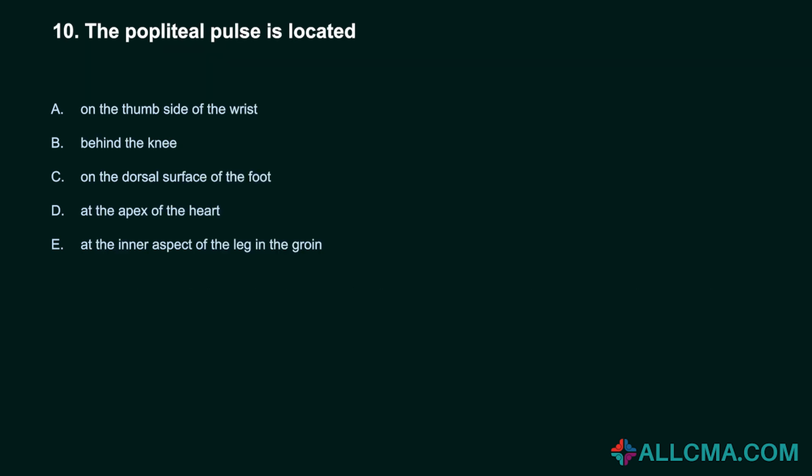10. The popliteal pulse is located A. On the thumb side of the wrist. B. Behind the knee. C. On the dorsal surface of the foot. D. At the apex of the heart. E. At the inner aspect of the leg and the groin. Correct answer, B. Behind the knee.